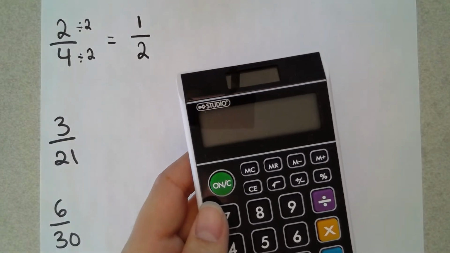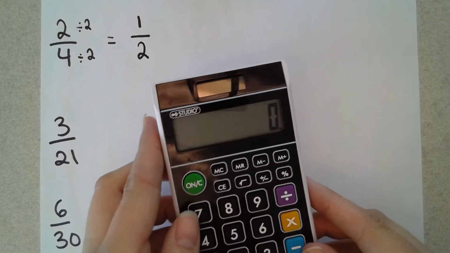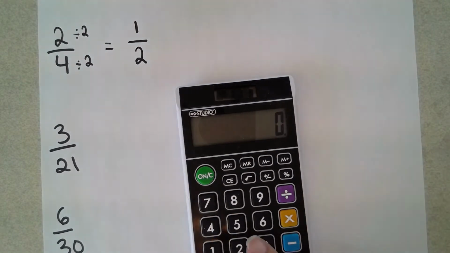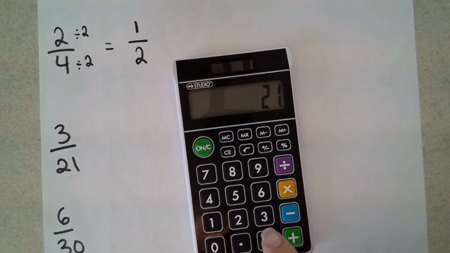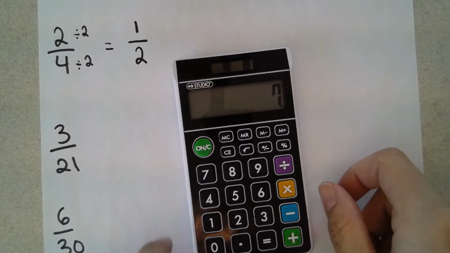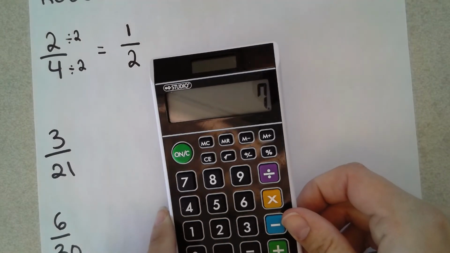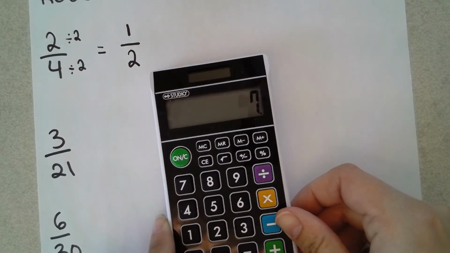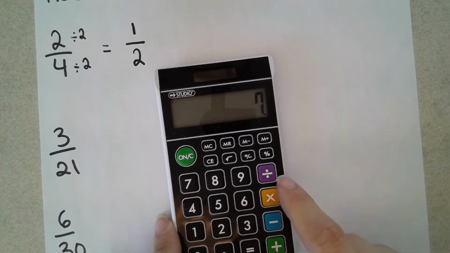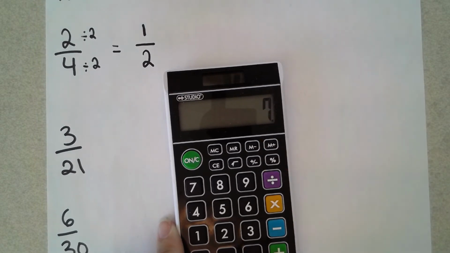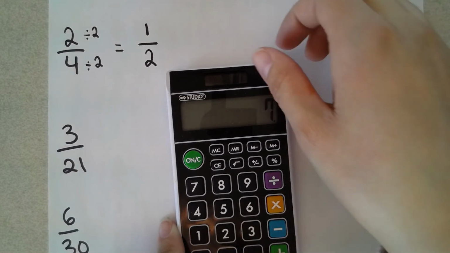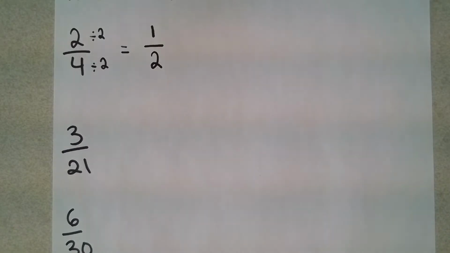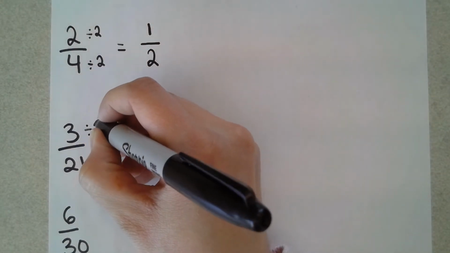If you're not sure, you can always check on your calculator. You can always have a calculator handy, and you can do 21 divided by 3. Okay, and then that gives me 7. As long as you don't get a decimal point, so 7 point something something, as long as it's just a whole number, that means that that number will work. So I know that 3 does go into 21, so I can divide by 3.